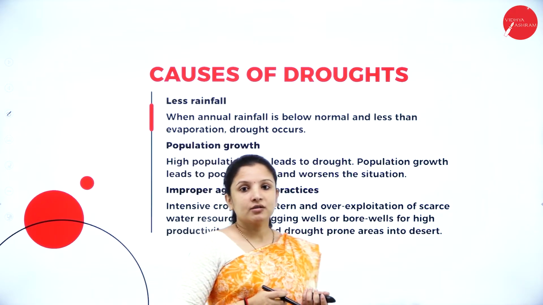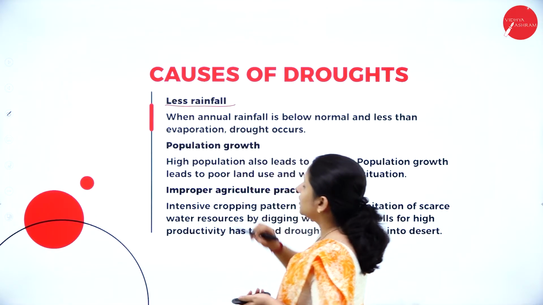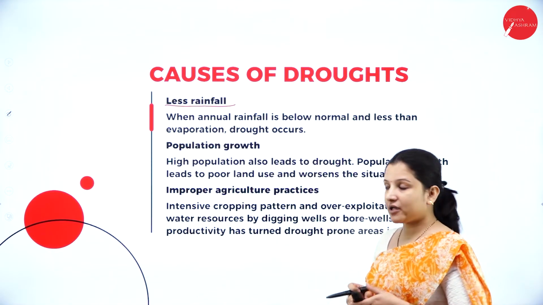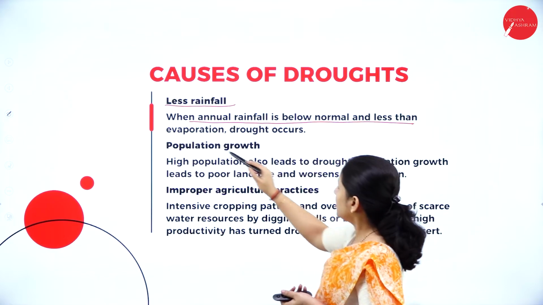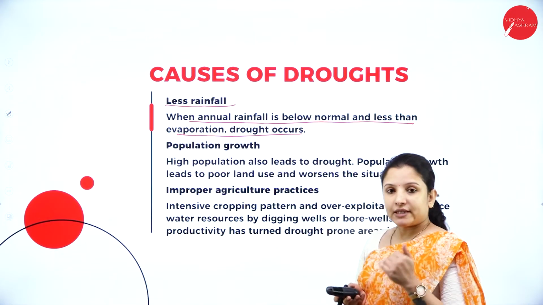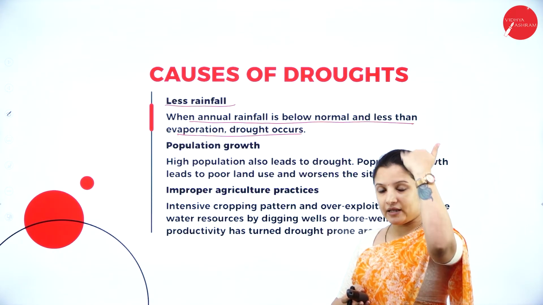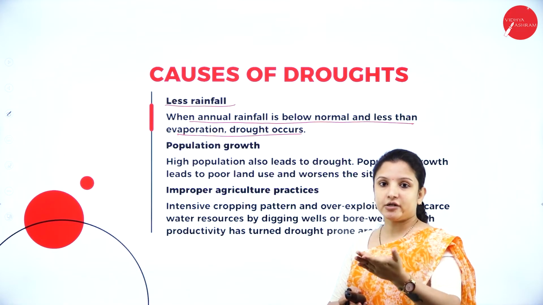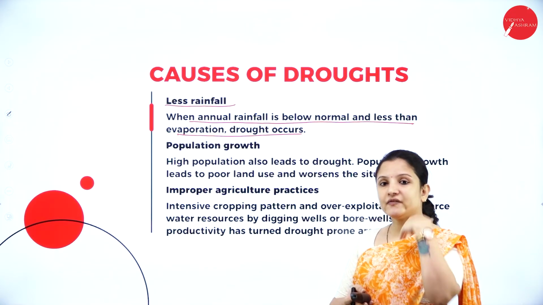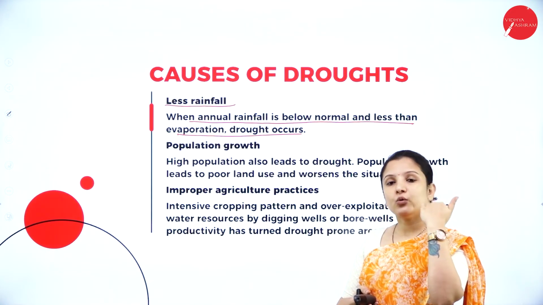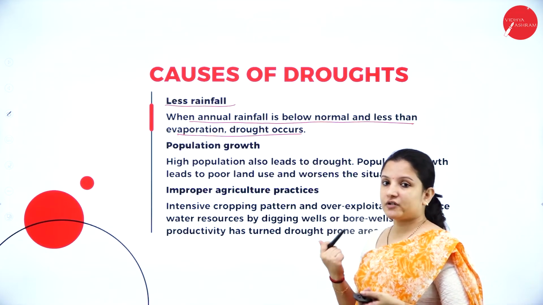Next, talking about the causes of drought. One of the main causes of drought is less rainfall. If the annual rainfall is very, very low, that is below normal and less than the evaporation, drought will occur. Rainfall will occur, evaporation will occur, again that will come back as rain. The cycle continues, right? But when the annual rainfall is itself not there, how will the evaporation of water take place? So how will the next set of rain come? That is not possible. So less rainfall is one of the reasons for drought.